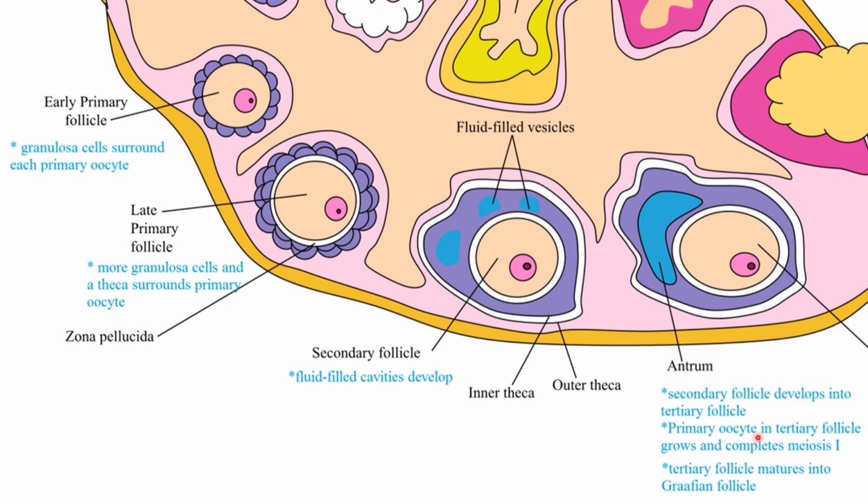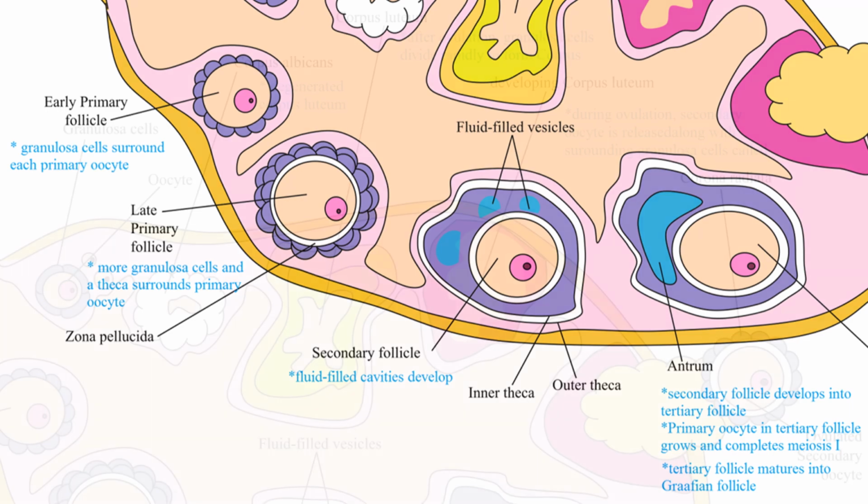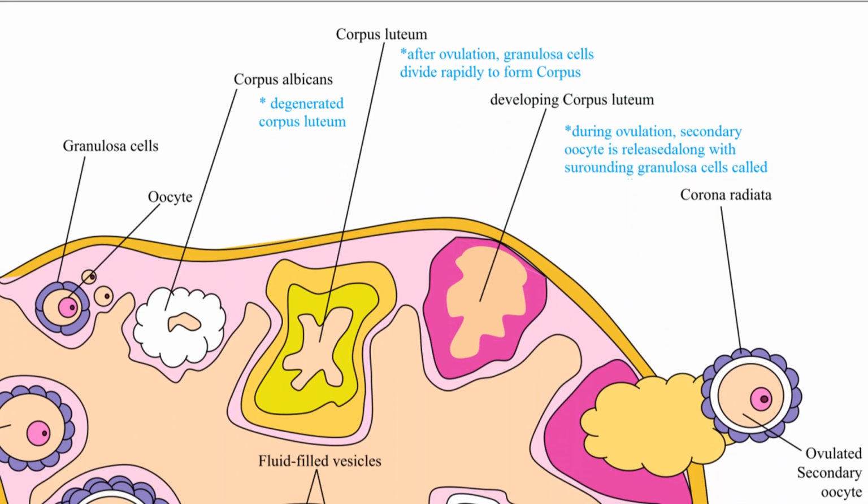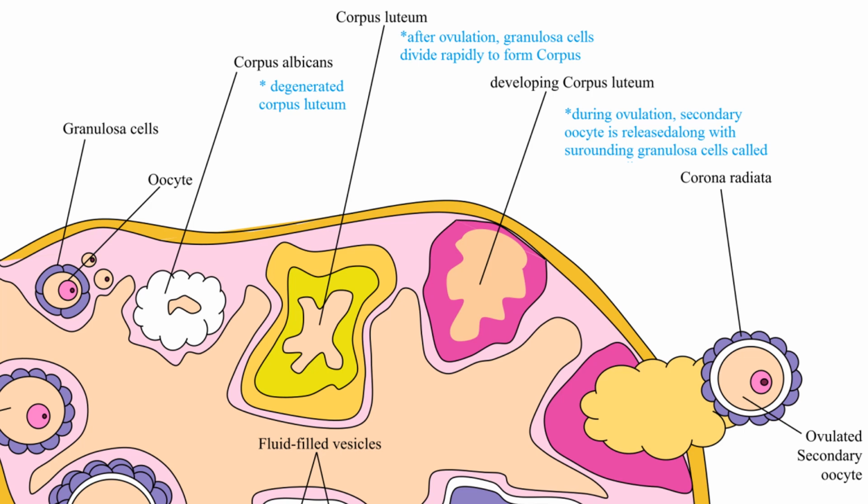The primary oocyte in tertiary follicle will grow and complete meiosis I. Tertiary follicle further matures into Graafian follicle. During ovulation, the Graafian follicle or the mature follicle ruptures and secondary oocyte is released along with the surrounding granulosa cells. This is known as corona radiata. The remaining granulosa cells divide rapidly to form corpus luteum.